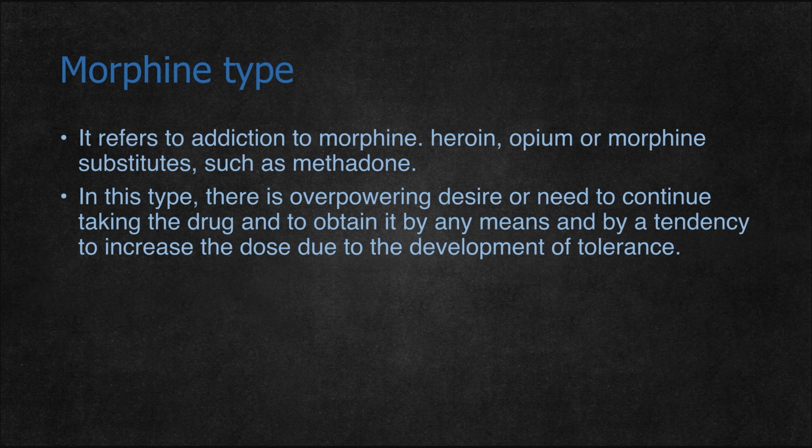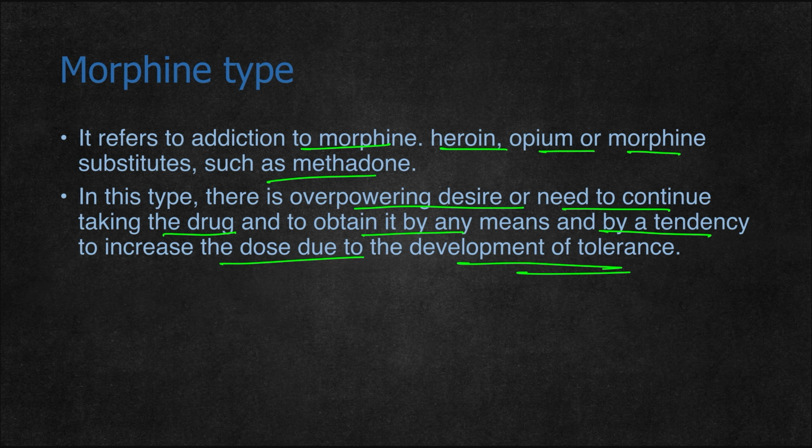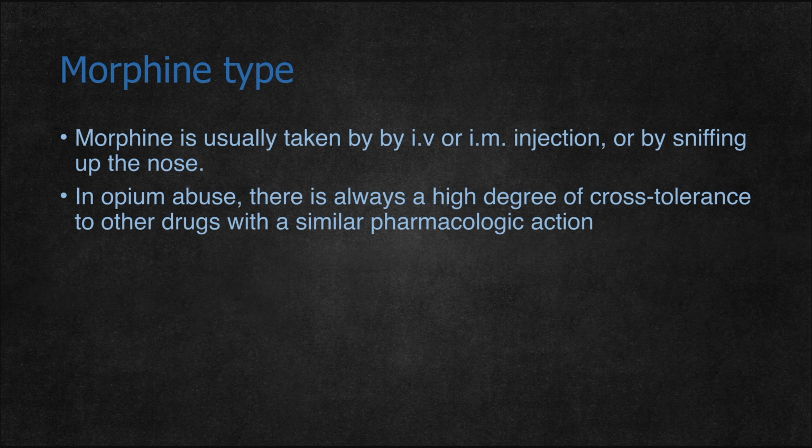Coming to morphine type, it refers to addiction to morphine, heroin, opium, or morphine substitutes such as methadone. In this type, there is an overpowering desire to continue taking the drug and to obtain it by any means, with a tendency to increase the dosage due to development of tolerance. So here the person usually develops tolerance and the dosage increases, and to get the dosage he will do any measure necessary. The morphine is usually taken by IV or IM injection or by sniffing up the nose.